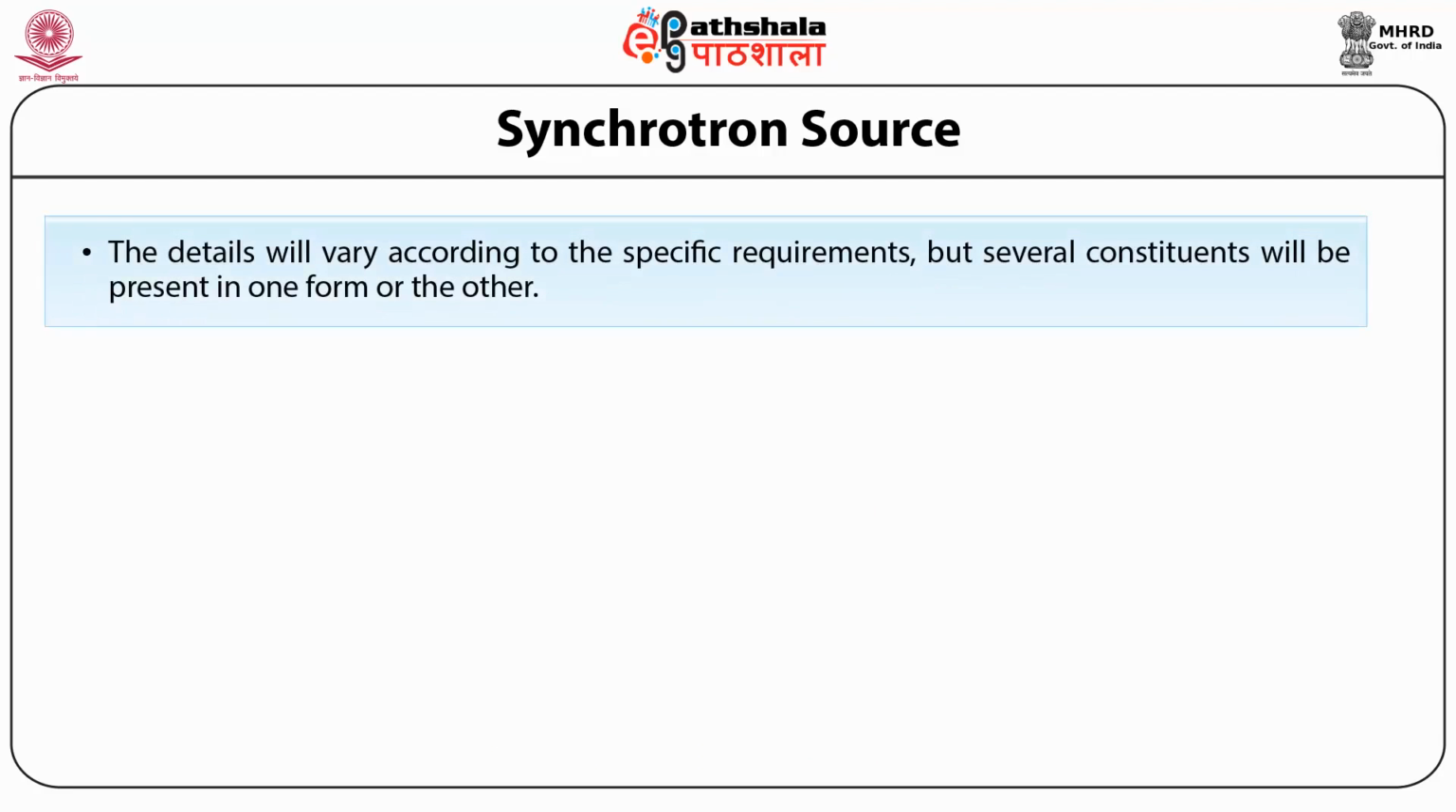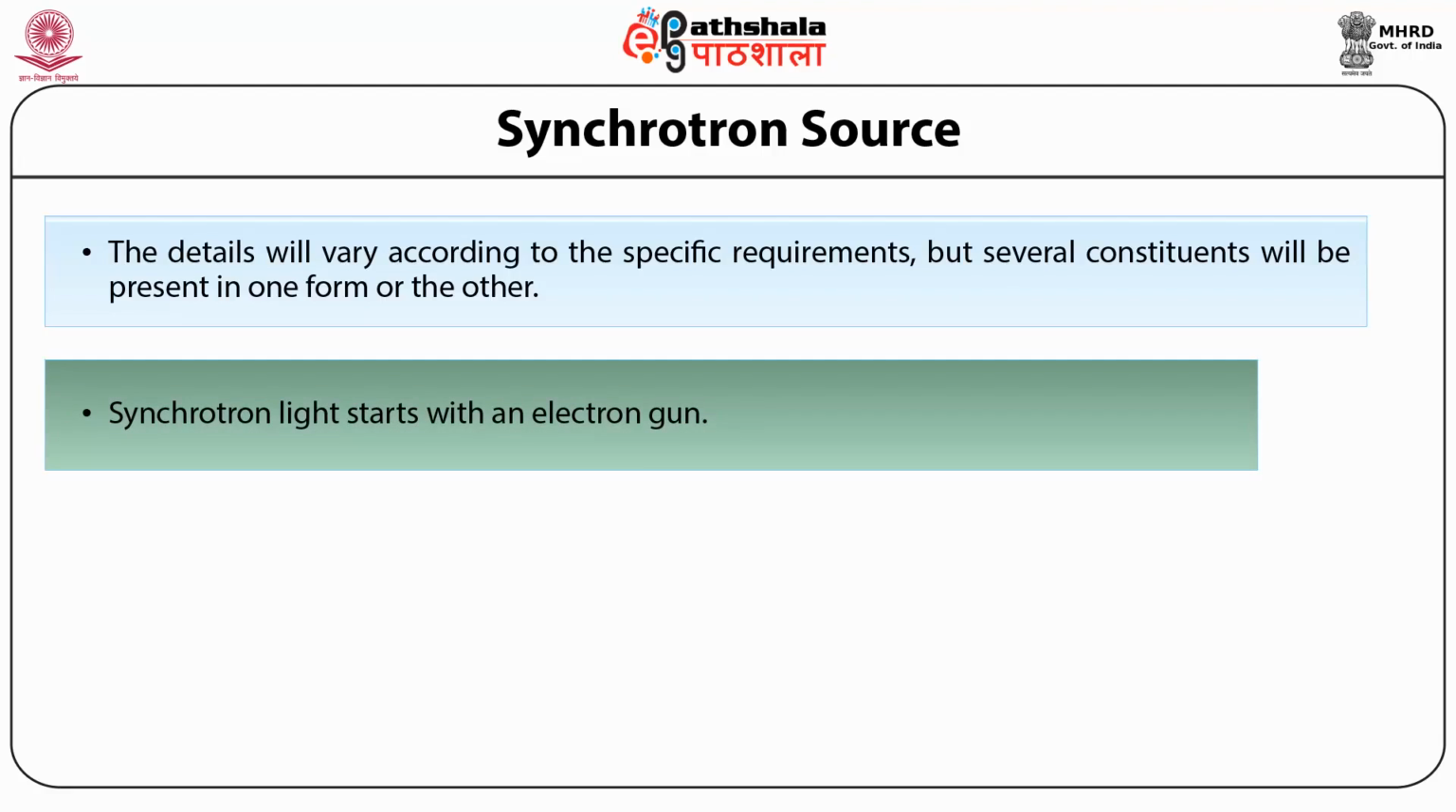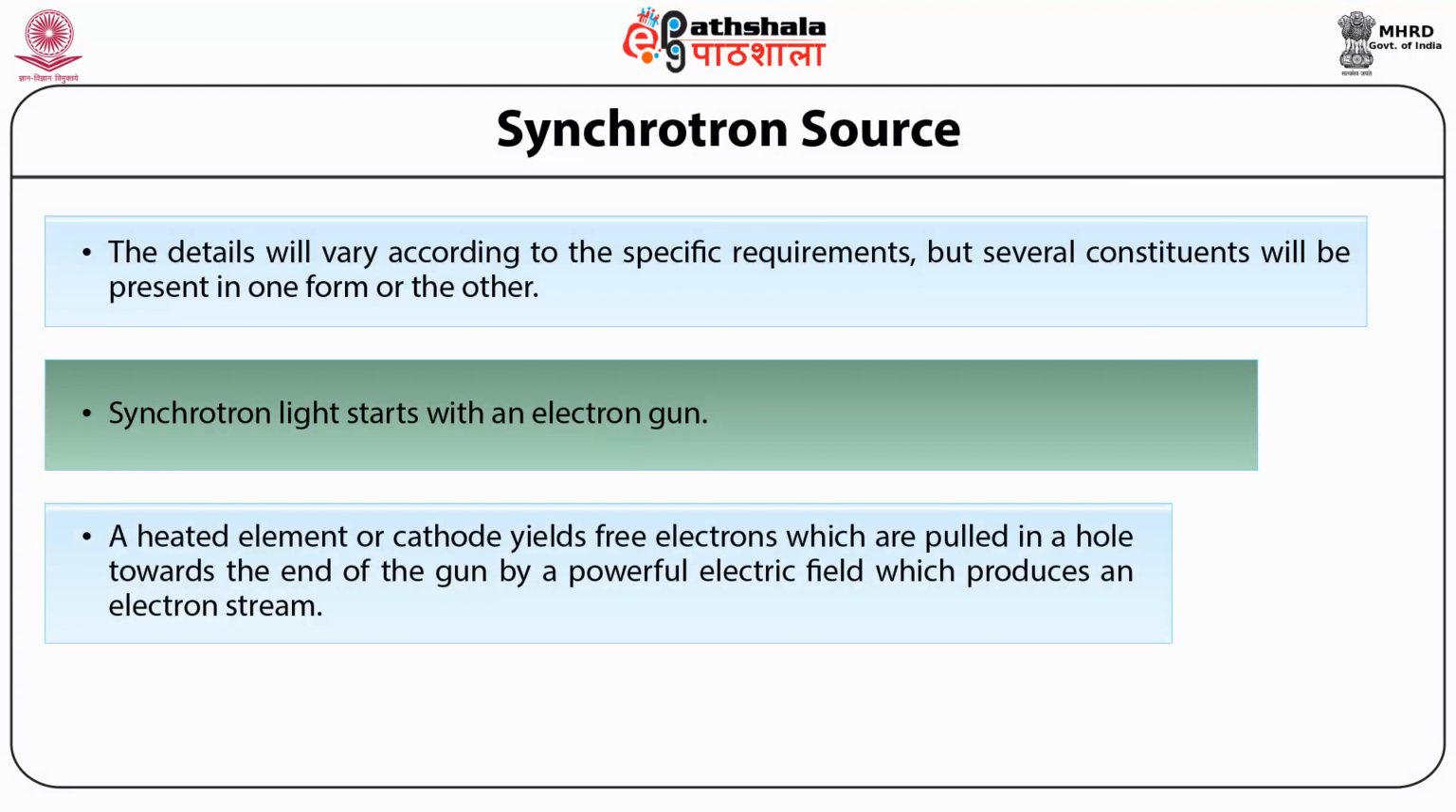The details of a synchrotron source will vary according to the specific requirements, but several constituents will be present in one form or the other. Synchrotron light starts with an electron gun. A heated element or cathode yields free electrons which are pulled in a hole towards the end of the gun by a powerful electric field, which produces an electron stream.